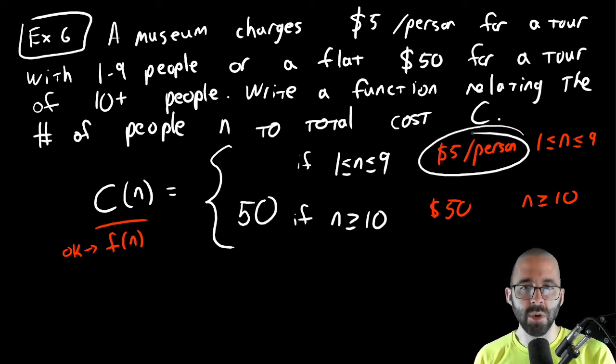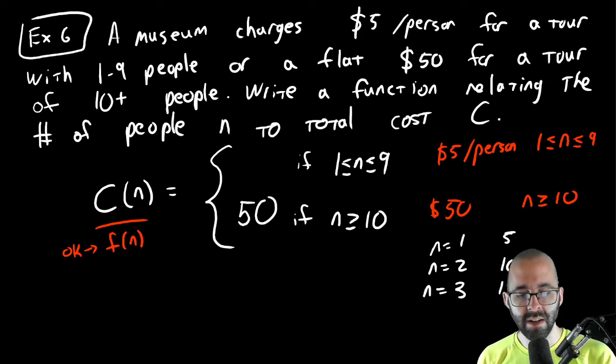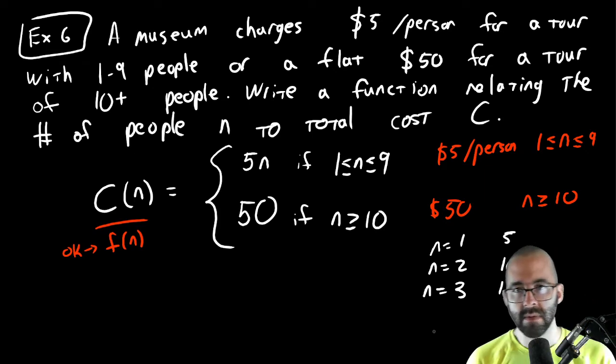But this one is a rule. This one needs to be written. This one has to do with the number of people n. So this one is $5 for every person, right? So if n equals 1, then it's 5. If n equals 2, it's 10. If n equals 3, there's $15 that we have to pay. It's going to be 5 times n. Like so. And this is our answer right here. This is a function relating the number of people n to the total cost C.